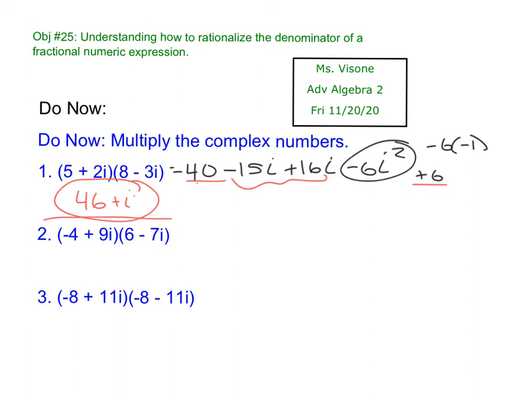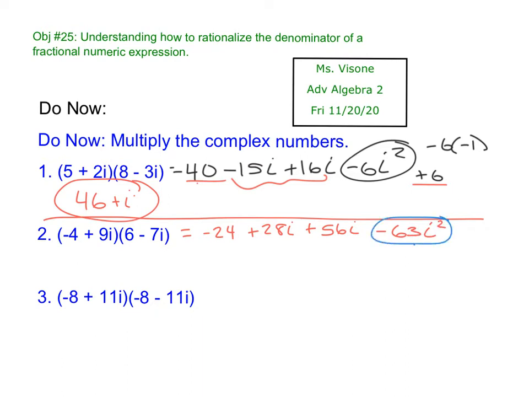Number 2, again, just start by FOILing out. Negative 24 plus 28i plus 56i minus 63i squared. Again, that 63i squared becomes a plus 63. Combine that with negative 24. That gives you 39. And then 56 plus 28, 84i.